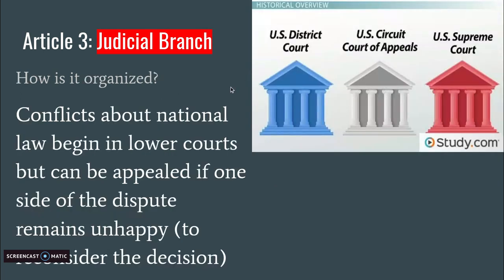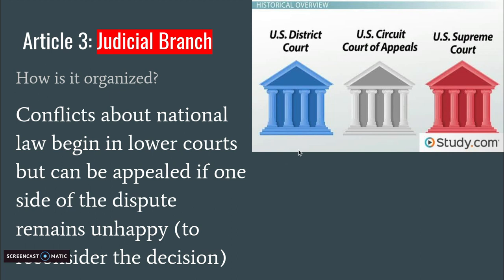So how is the federal judicial branch organized? Well, like I mentioned earlier, conflicts about national law begin in the lower courts, okay, but can be appealed if one side of the dispute remains unhappy. To appeal a decision made by a court means you want it to be reconsidered. You want the decision to be reconsidered.